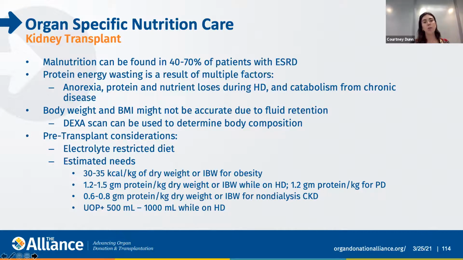So pre-transplant, these patients are usually maintained on an electrolyte restricted diet as they're working with their dialysis dietitian. So low salt, low potassium, low phosphorus, fluid restriction is needed. And like I said, before transplant, we'll assess their needs using their dry weight. If their dry weight is not accurate, then we'll use the ideal body weight. For patients on dialysis, we want to make sure they're receiving adequate protein intake. And then for patients not on dialysis, just supporting their kidney function, making sure that they're receiving protein from high biological value sources.